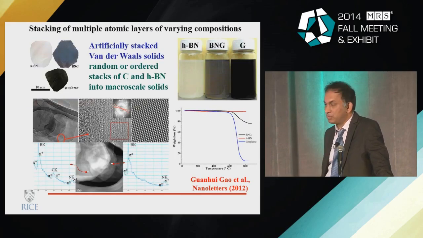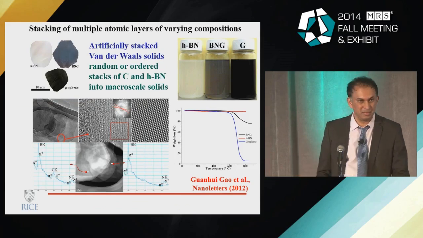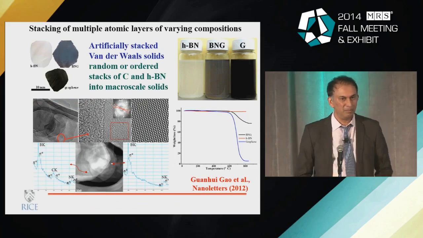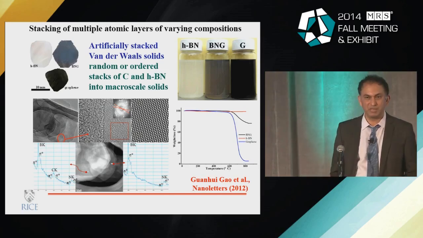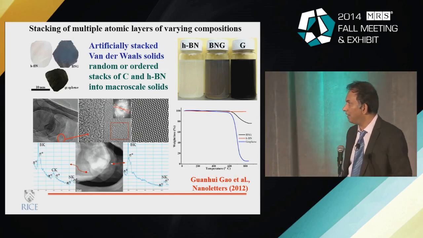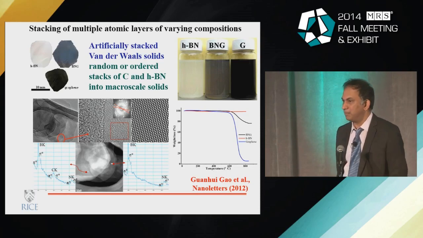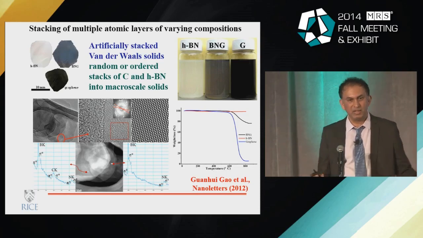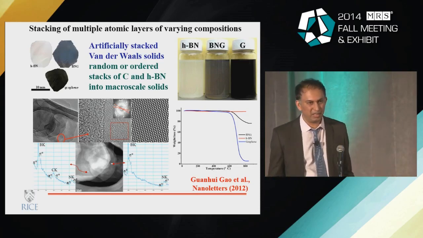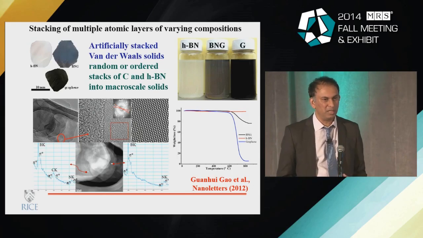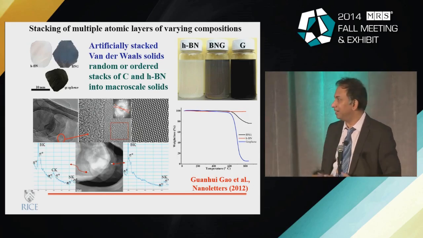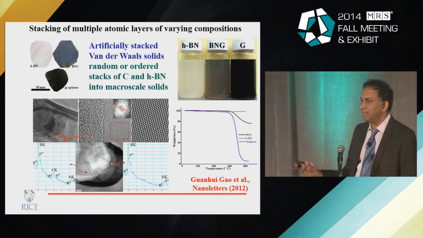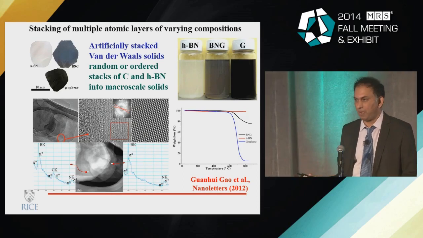As I said, the best way to organize some of these layered materials, multi-composition layered structures, would be using a chemistry approach. This is a very basic experiment where we took exfoliated graphene and exfoliated boron nitride and simply mixed them together in solution, then precipitated and annealed it, and you get this composite material.